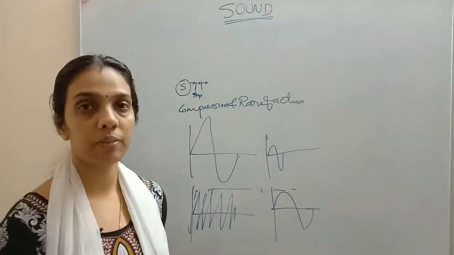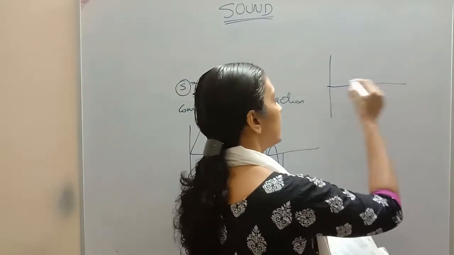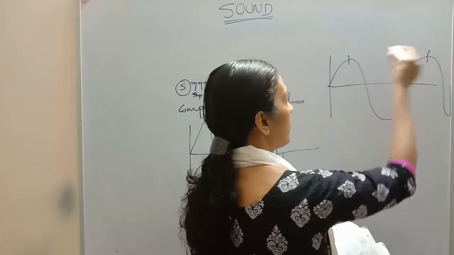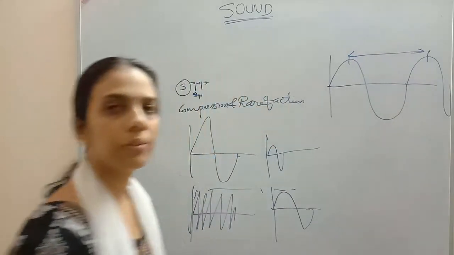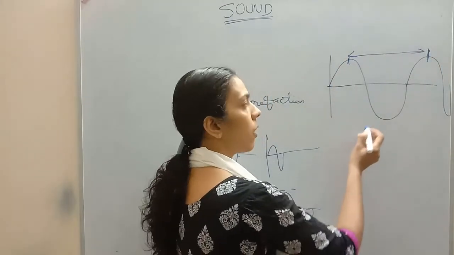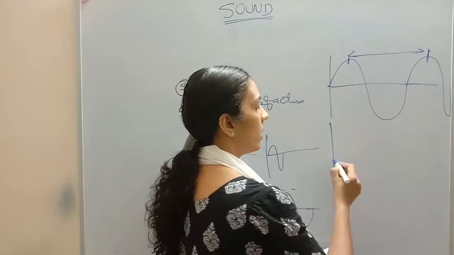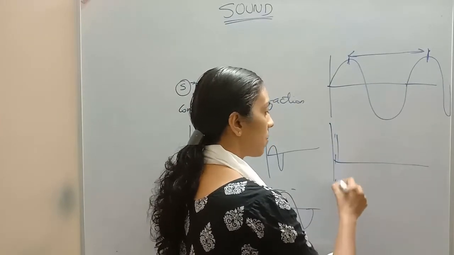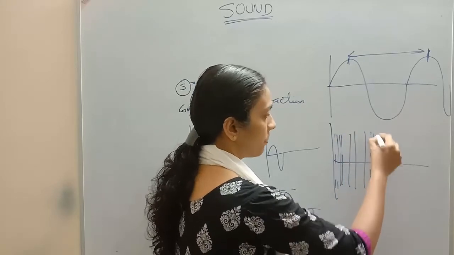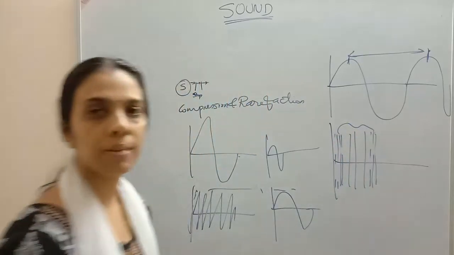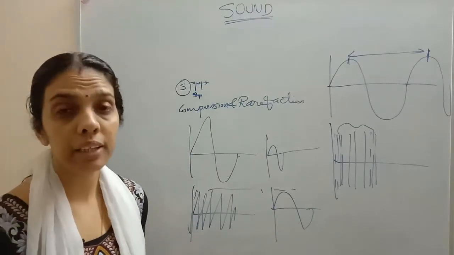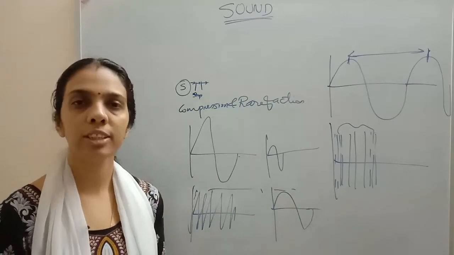Wavelength means the length of one wave, that is, the distance between two consecutive compressions or two consecutive rarefactions. Or we can say the distance between two troughs or two crests. This is the crest and this is the trough. In terms of compressions and rarefactions, this is a compression, this is a rarefaction, then again a compression. So the distance between two nearby compressions, or two consecutive rarefactions, is called the wavelength, the length of one wave.